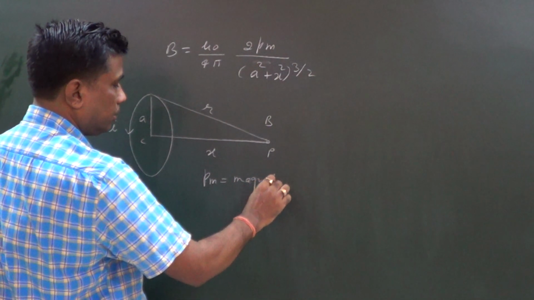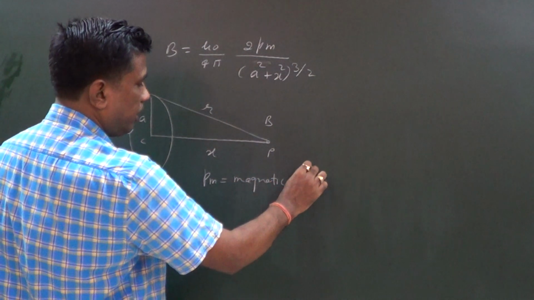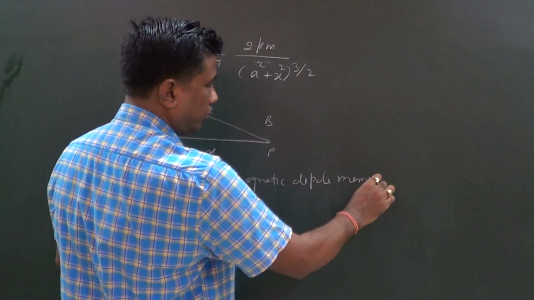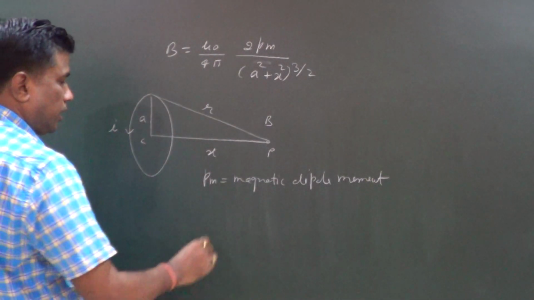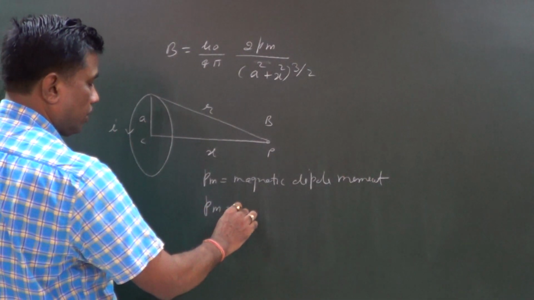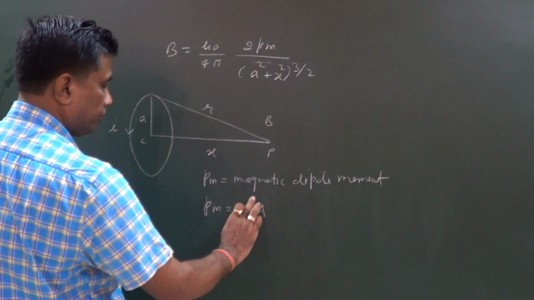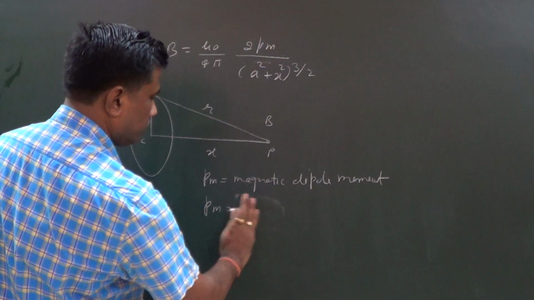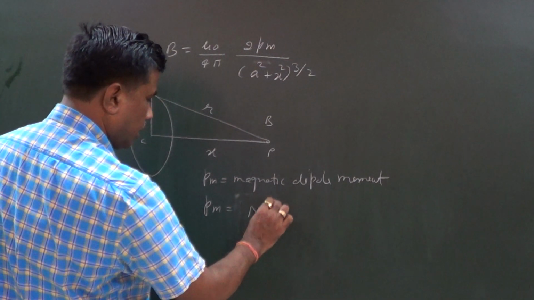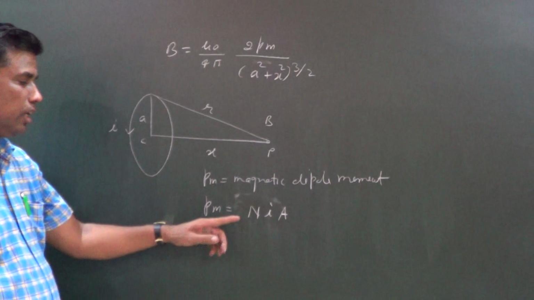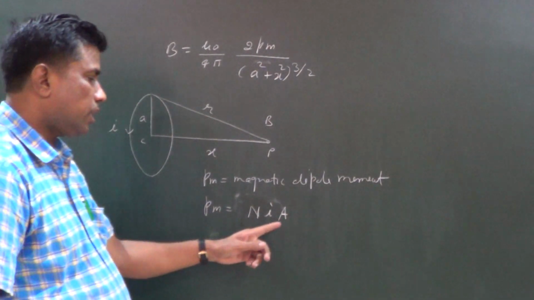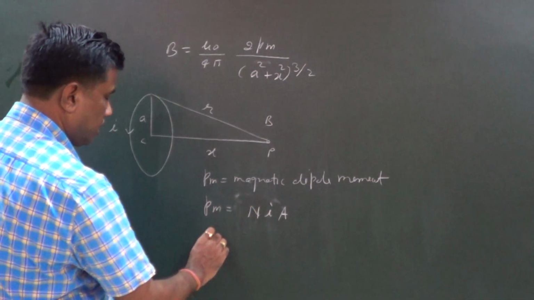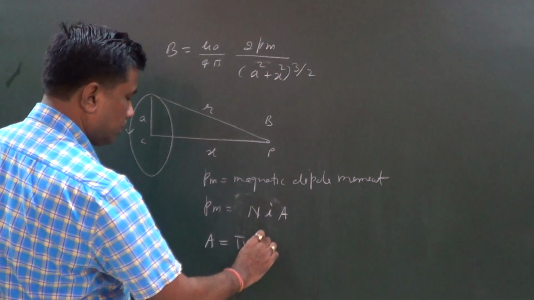Magnetic dipole moment. And its value is NIA. N is the total number of turns, I is current, A is the area of this circular coil, and its area is given by the formula pi r square.